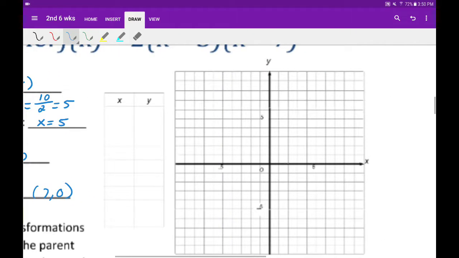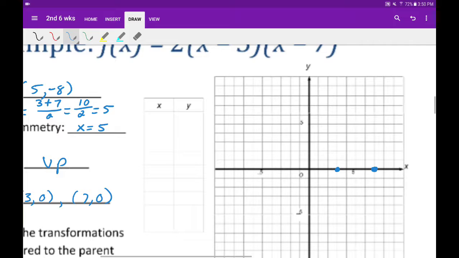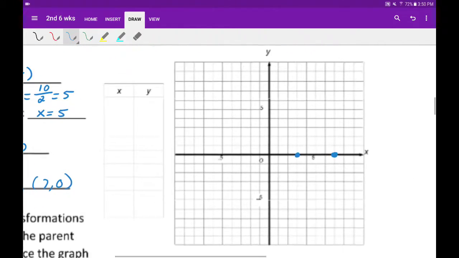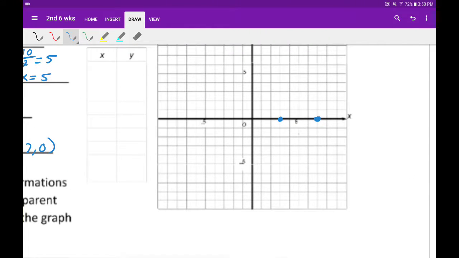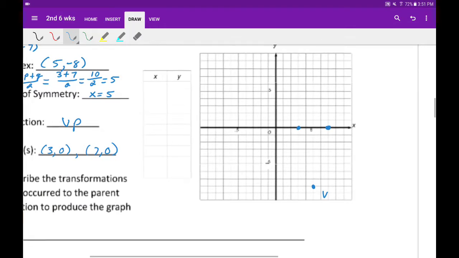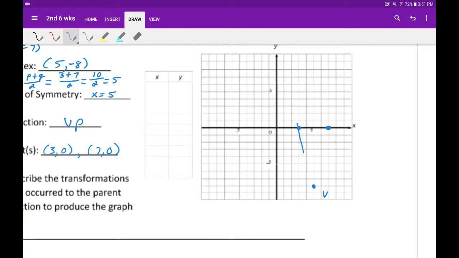So I have 3, 0, 1, 2, 3, and I have 7, 0. There are my two intercepts. Then I'm going to plot my vertex, which I already figured out, which is 5, negative 8. So 1, 2, 3, which is right there. We have enough points to graph the quadratic. As you can see, it takes shape here, so I can do a rough trace of it. If you'd like, you can add in your axis of symmetry.